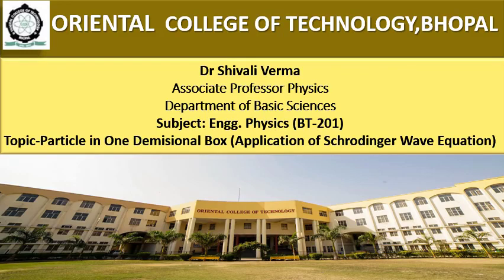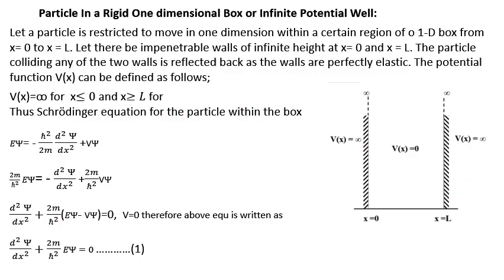Hello student, today our topic is the particle in a one-dimensional potential box, which is an application of the Schrodinger wave equation. So let's start. Suppose a particle is in a rigid one-dimensional box, or we can say an infinite potential well.